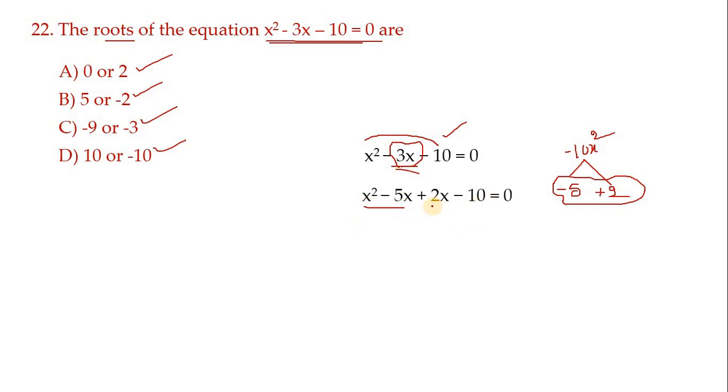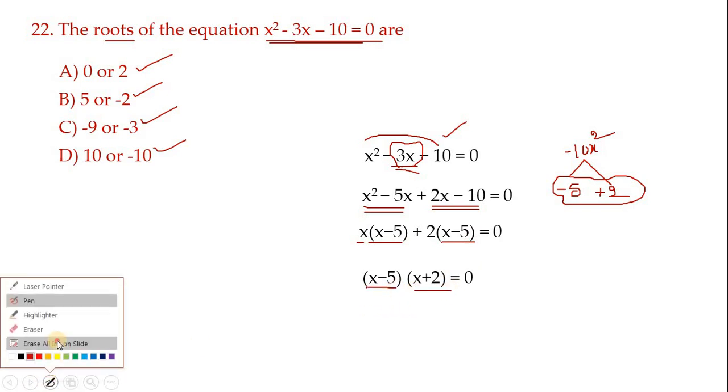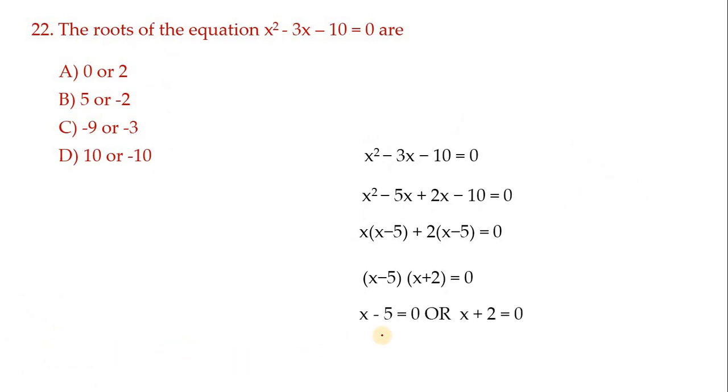Now group these two terms and these two terms, and here you take x as a common factor. If you take x outside, we'll get x minus 5, and here we can take 2 as a common factor. So we get x minus 5 itself. And again x minus 5 you take as a common factor, we get x plus 2 equals to 0. Now we can split this: x minus 5 equals to 0 and x plus 2 equals to 0.